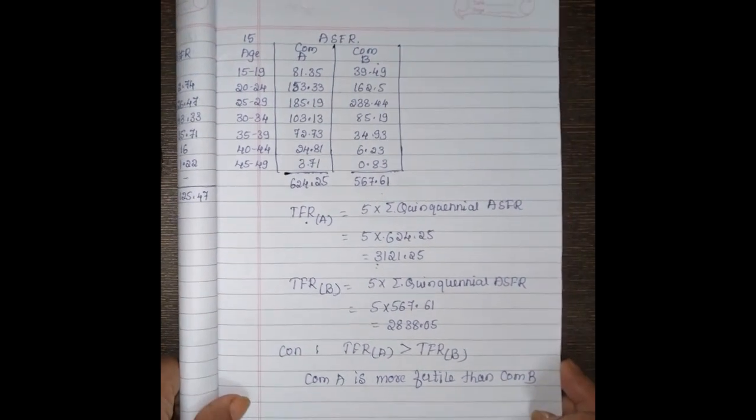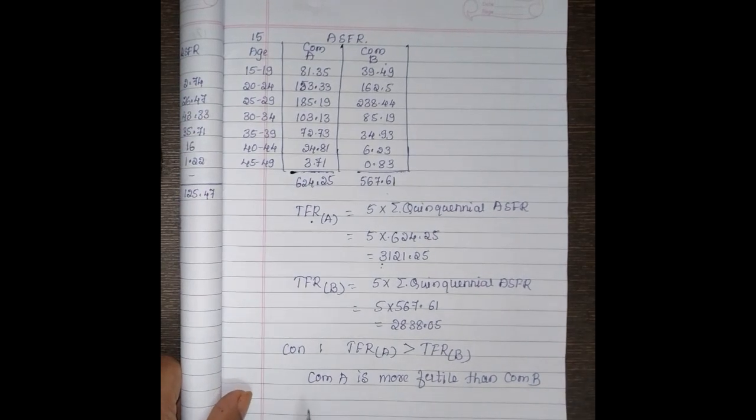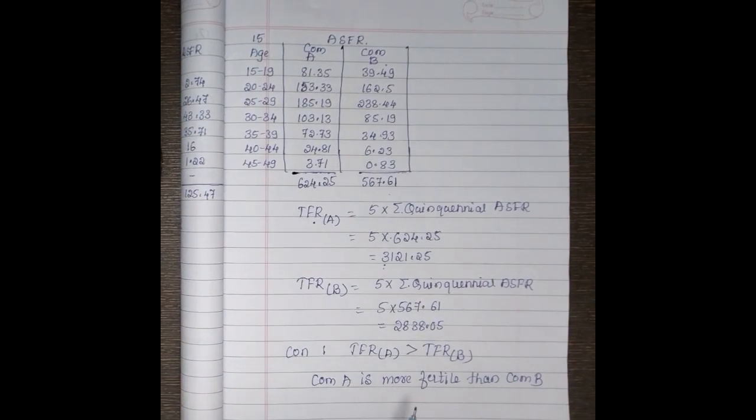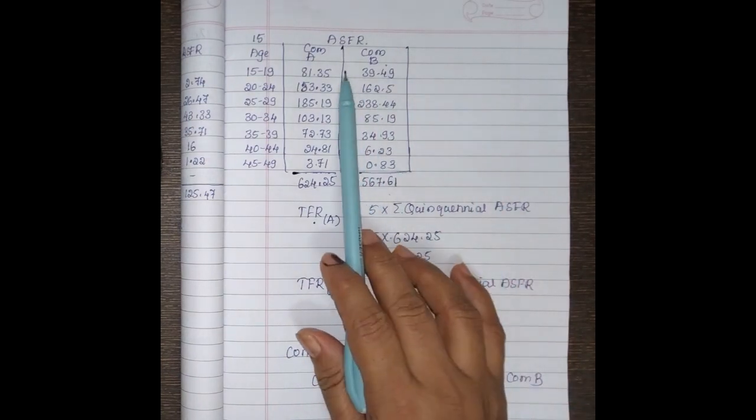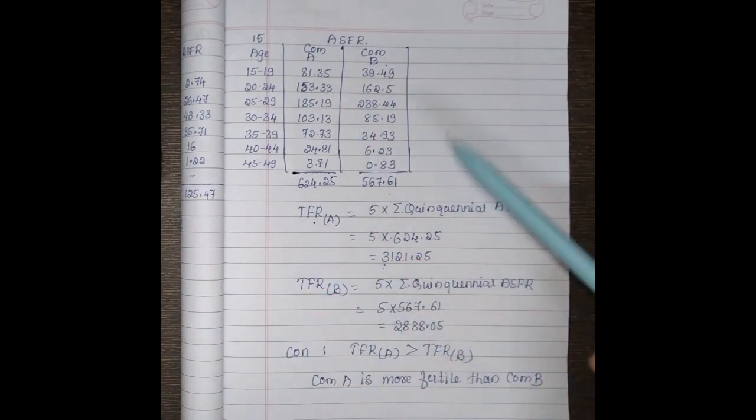You have to write it for community B. Community A is more fertile, meaning more births are happening in community A compared to community B. You have to write this one. ASFR is already calculated. If you are calculating ASFR, you have to mention the ASFR formula compulsorily. Okay. This is the 15th question.